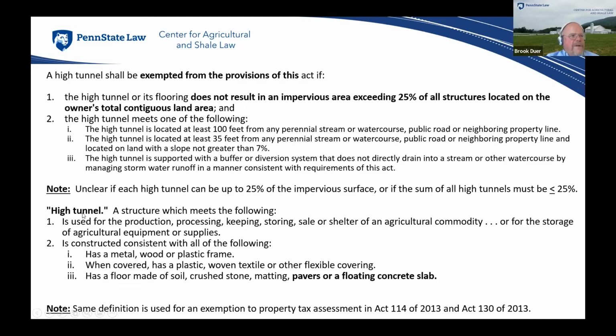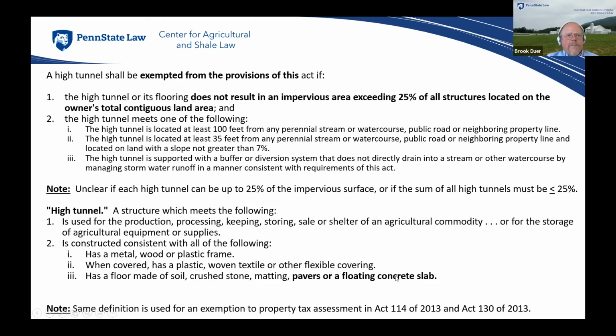The other problem with this provision is that the definition of high tunnel includes, and the general definition here is fairly understandable and what we would come to expect in the definition of a high tunnel, except it says it has a floor of soil. Okay, got that. Crushed stone, well, all right. Matting, pavers, or a floating concrete slab. So that kind of blows this whole thing up, because at that point in time, you're not talking about what most people would traditionally think of as a high tunnel.